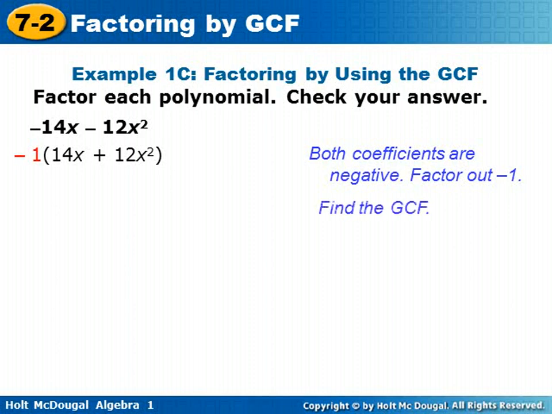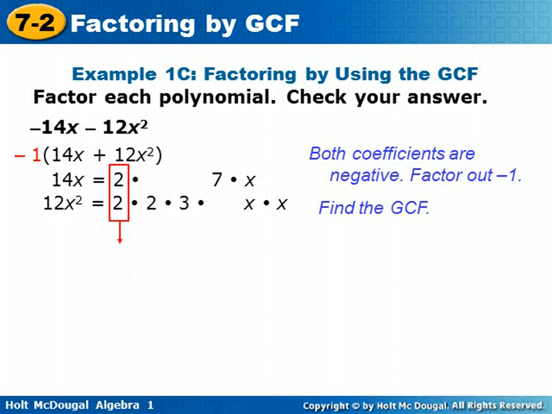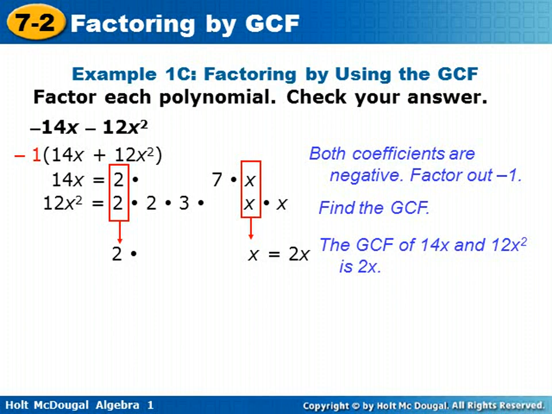Now we're going to find the greatest common factor of both terms. 14x is 2 times 7 times x. 12x squared is 2 times 2 times 3 times x. Common factor is 2 and x, so multiplied together would be 2x.